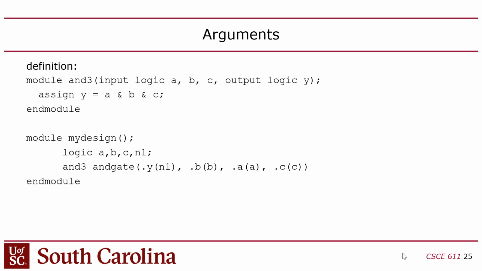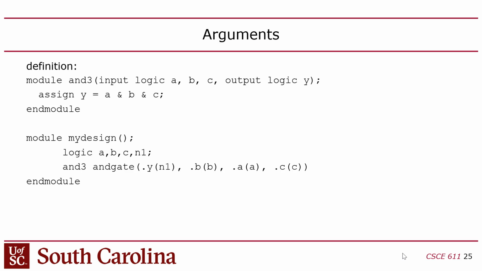But here's the part that makes this confusing. Aside from the concurrent semantics, where all lines execute at the same time, that's hard to get used to. Another thing that's hard to get used to is the idea that in myDesign, I have a wire called N1, which is connected to the Y output of the AND3, right? What ends up happening here is that N1 in here is the same wire as Y in AND3.